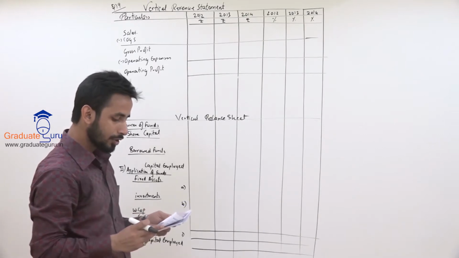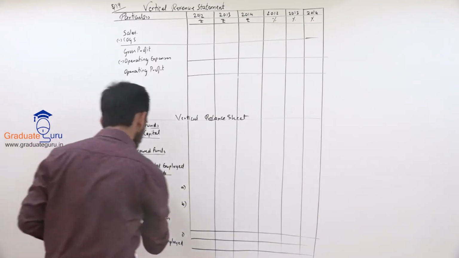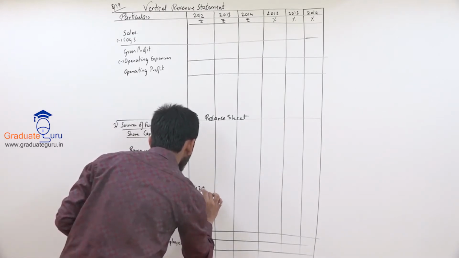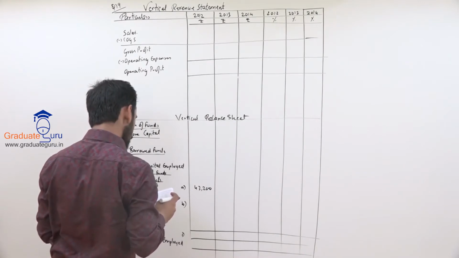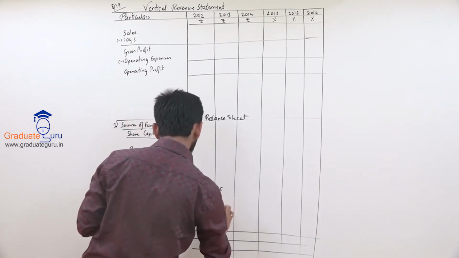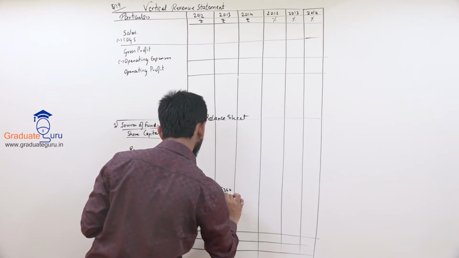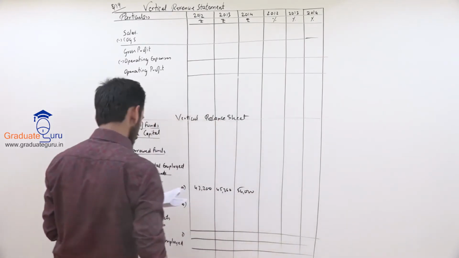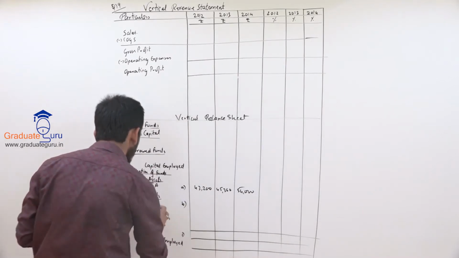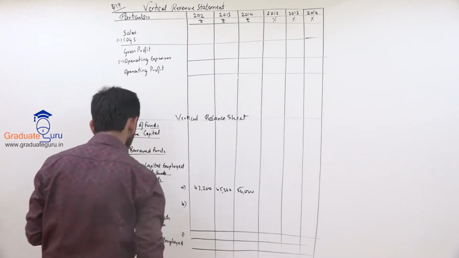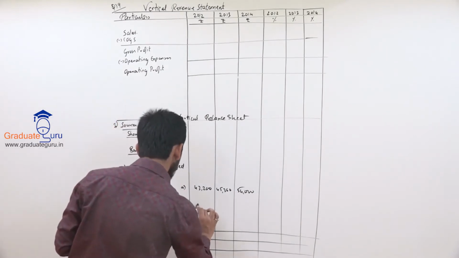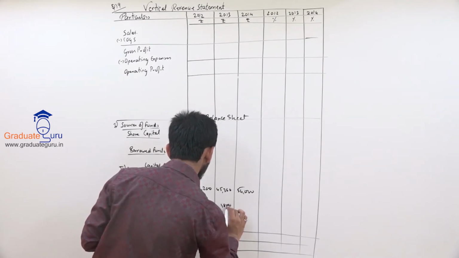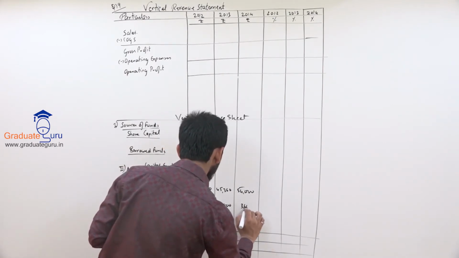So fixed asset amount is given to you, 43,200. So fixed asset in that column, 43,200. Then 45,360. Then 54,000. Then you have investments just below that. Amount is given to be 3,600, 1,800, and 3,000 again, 600.